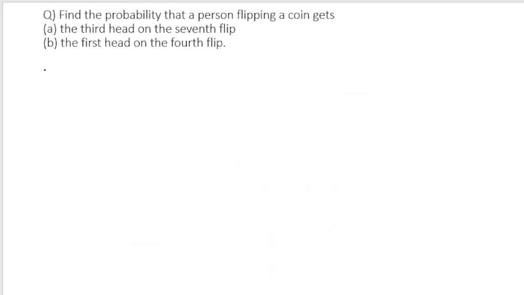So to make sense of it, let us do some problem solving. Solution: find the probability that a person flipping a coin gets the third head on the seventh flip. So first of all, be clear about the terminology.